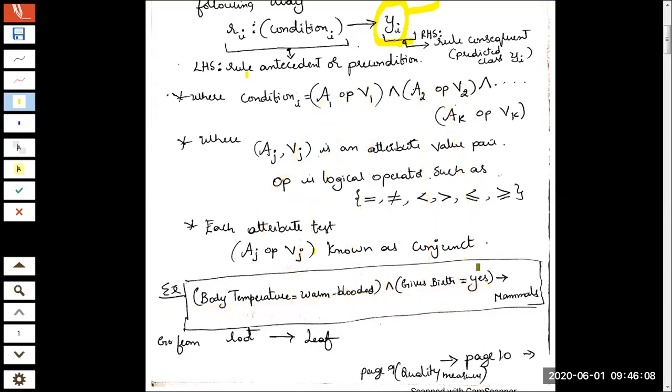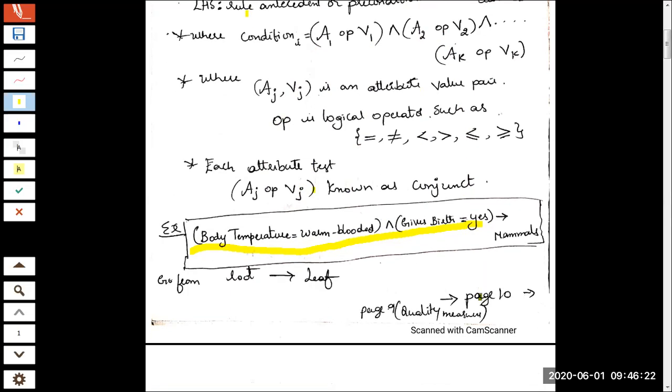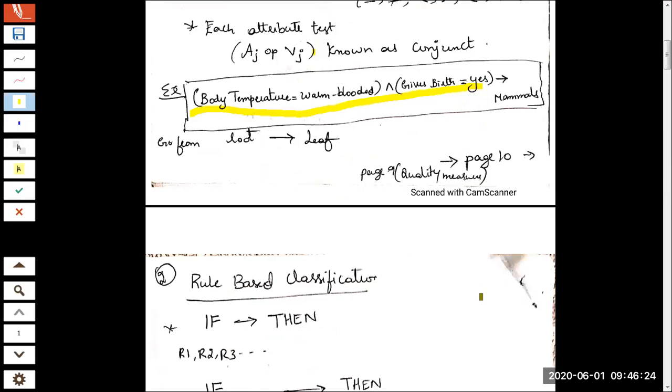Now how did we get to know about this? We got to know about this through our previous observations, through the historical data. The same was used to construct the rule and build a classifier. Previously we had done it using a decision tree. Now we are doing it using rules.